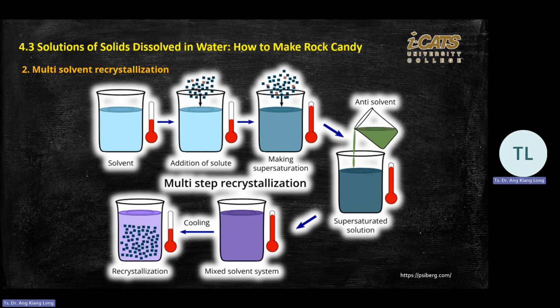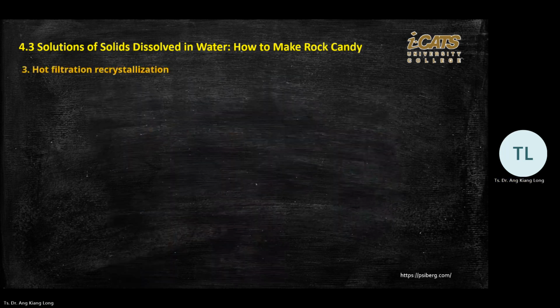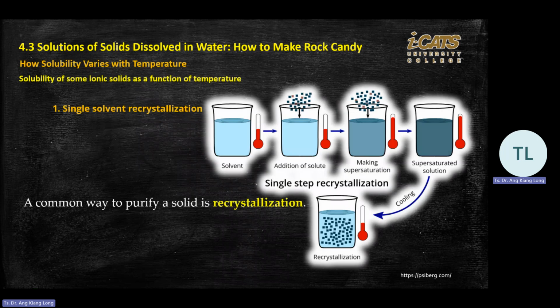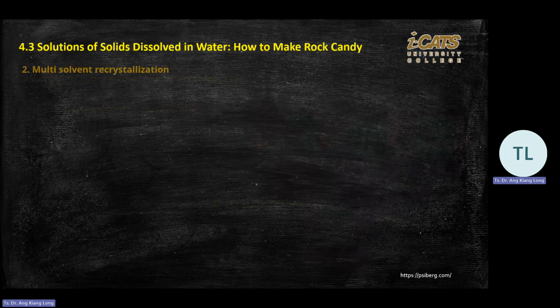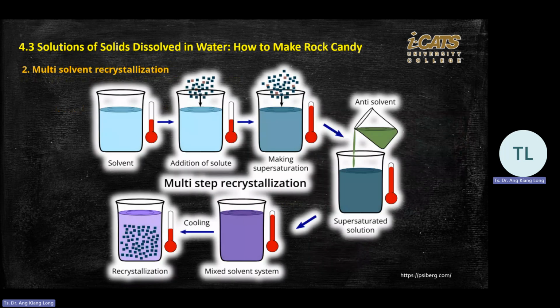Multi-solvent usually goes for a solid complex molecule, where you add an anti-solvent to remove one of the components, right? So again, the simplest one is single solvent, which is: add, increase temperature, cool down. Multi-solvent, you add an anti-solvent in one of the processes before cooling down.